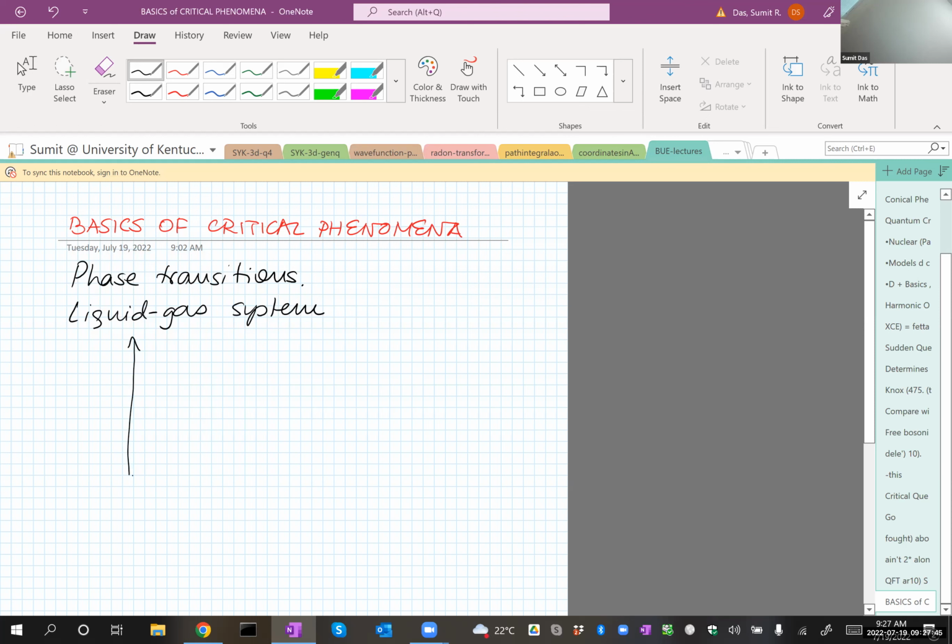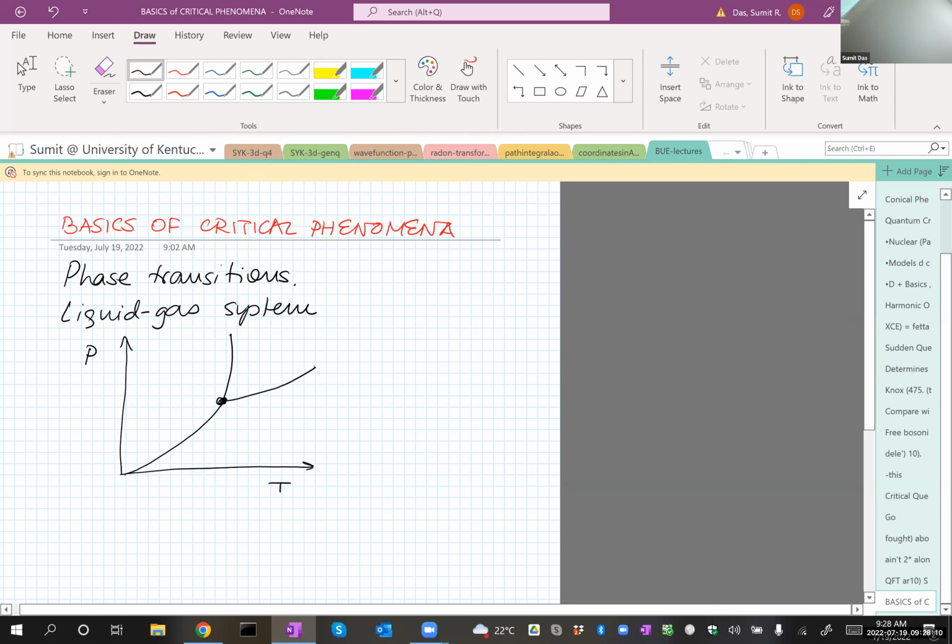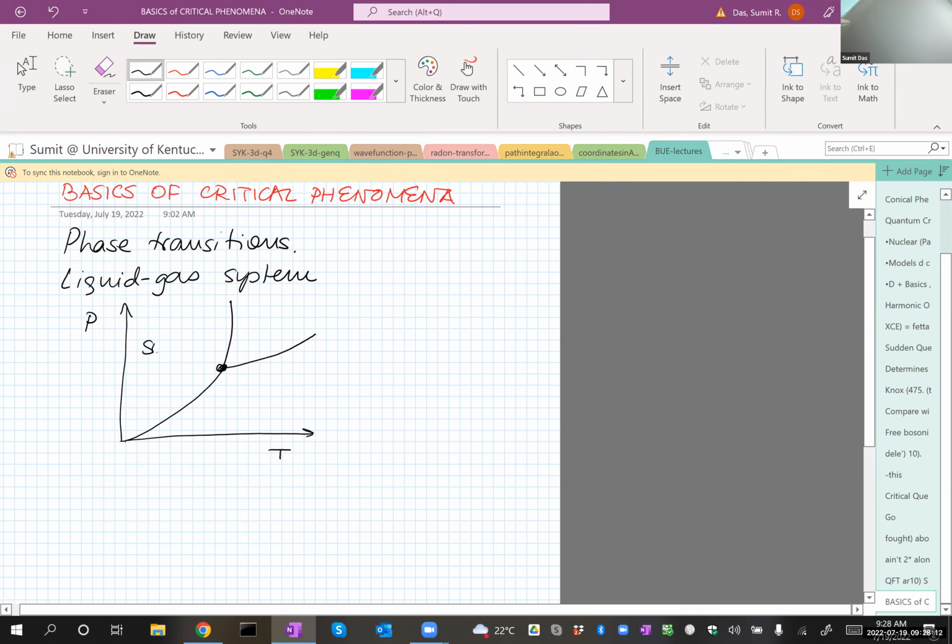Phase transitions are best described in terms of what is called a phase diagram. So here I have plotted the phase diagram of a solid liquid gas system with pressure on the y-axis and the temperature on the x-axis. And the phase diagram looks like this. This is the phase, which is a solid. This is a phase, which is a gas. And this is the phase, which is a liquid.